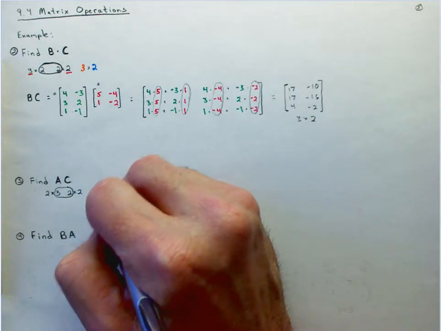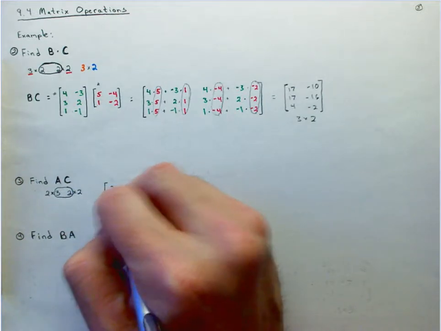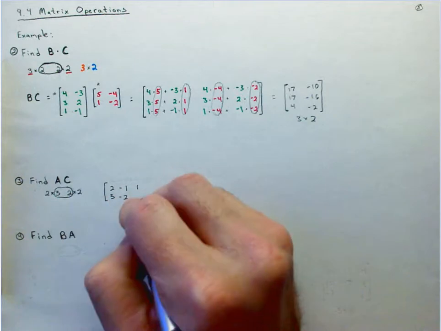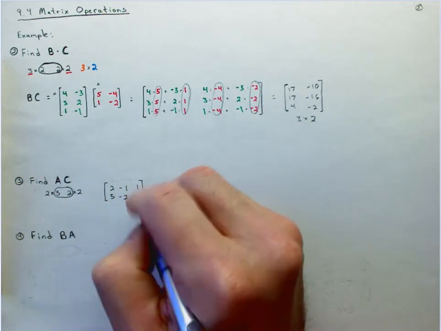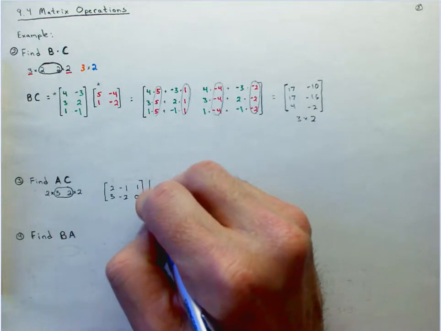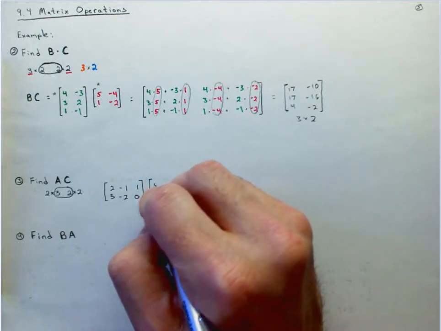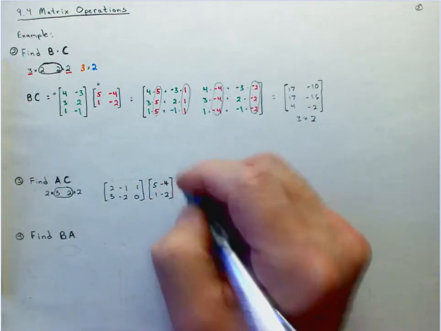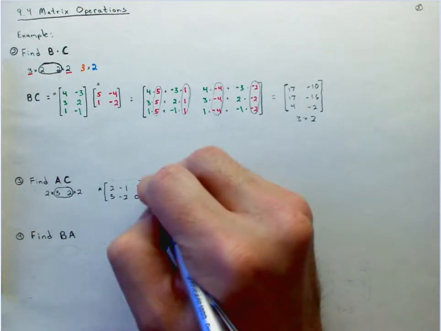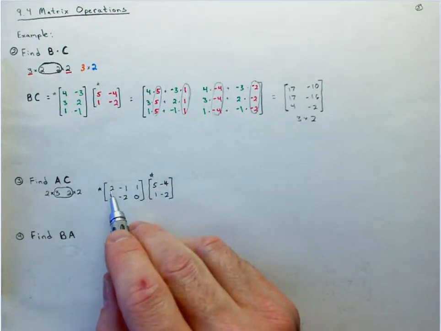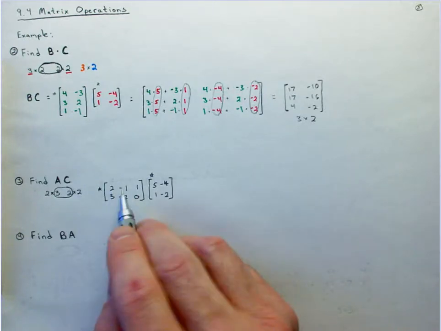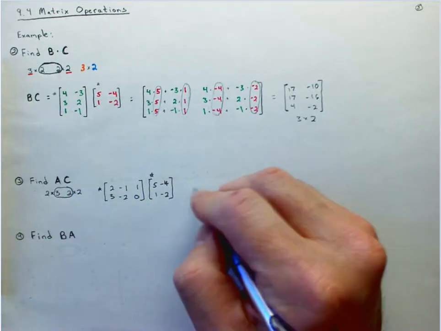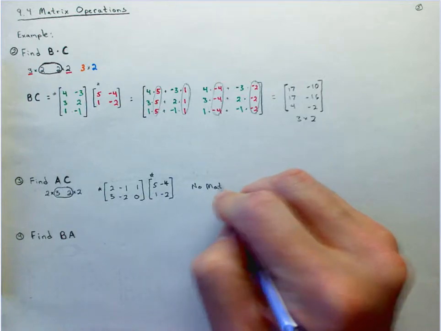And let's take a look at that. So A is 2, negative 1, 1, 3, negative 2, 0. And C is 5, negative 4, 1, negative 2. Okay, so I do my first row and first column. Whenever I go to do my first row, I have 2 times 5, a negative 1 times 1, but I do not have anything to multiply 1 to. That's why no matrix multiplication can occur.